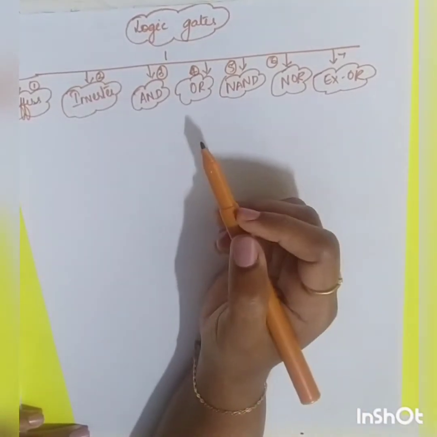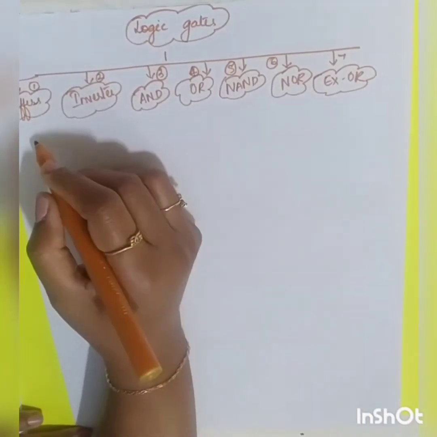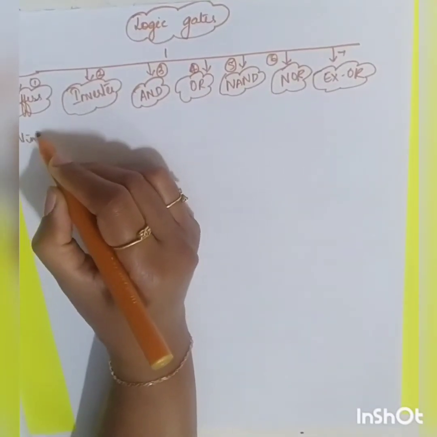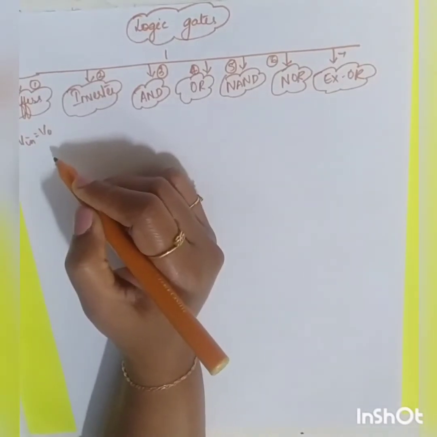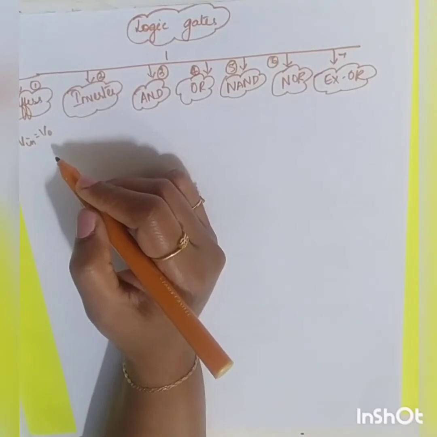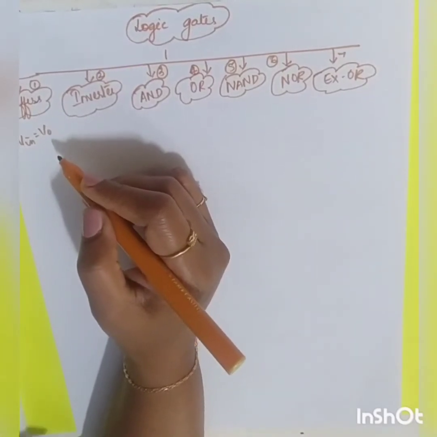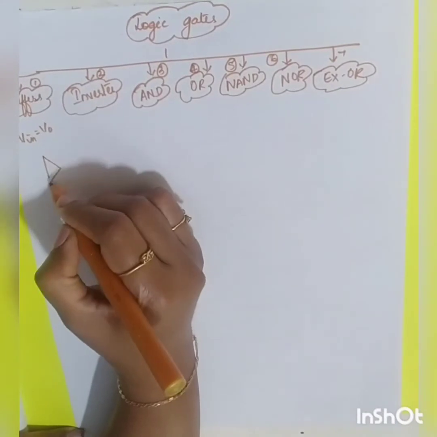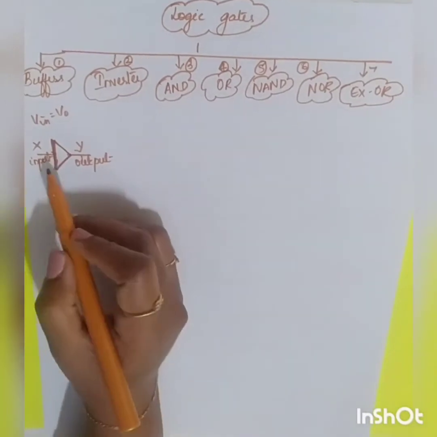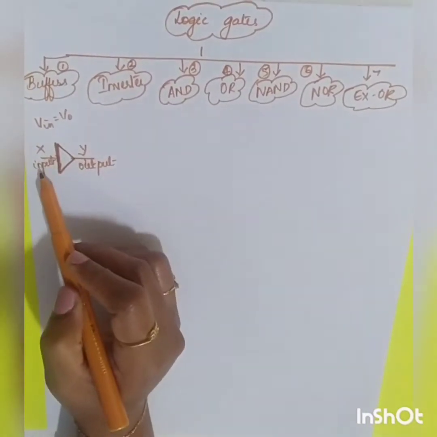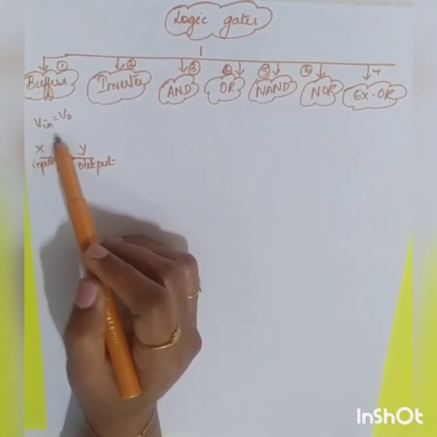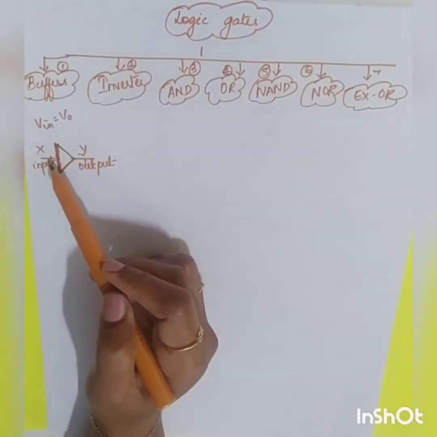Okay, so starting off with the buffer. What is meant by a buffer? We have seen last module, if your V in is equal to V out, then it is called a buffer. That is, whatever may be the input, if you are getting that as an output, then it can be called a buffer. Okay, so how is your buffer represented? The symbol of the buffer is given as this. Okay, so you have X as an input and Y as your output. The output will always be equal to that of your input.